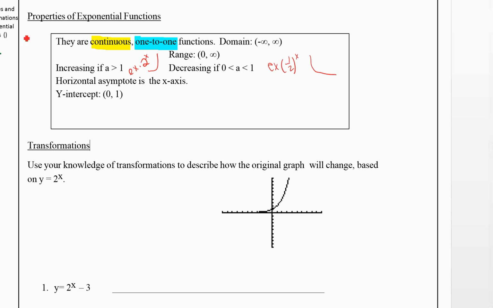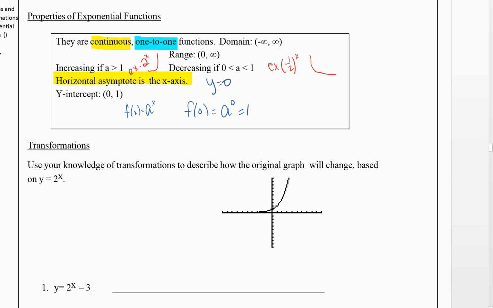It always has a horizontal asymptote. That's the x-axis. So it's always got a horizontal asymptote, y equals 0. And its intercept is always (0, 1), unless you've done a transformation. If you have a to the x, and that's f of x, then f of 0, which would be a number to the 0, is always equal to 1. So you always have that intercept (0, 1).